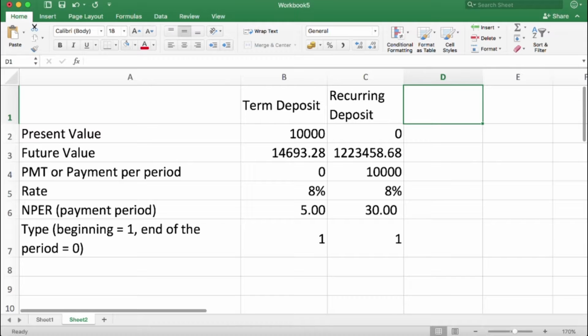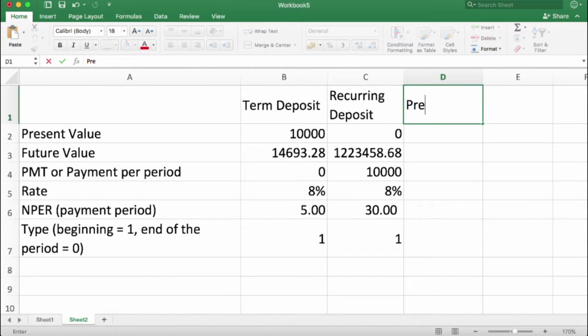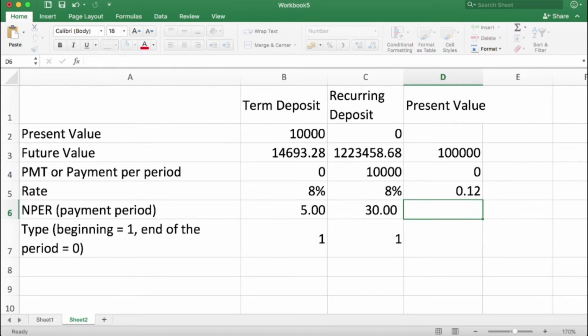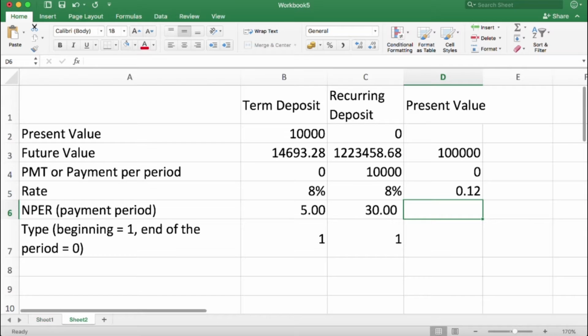So let's move to the next one. How much do we need to save today to get 100,000 at the end of 10 years if the interest rate is 12%? Now we need to find out the present value. So this problem is a present value problem. We don't know the present value. That is what we have to compute. Our future value is 100,000. This is what we want to achieve. Payment per period is 0 because we are not going to make a payment every period. Rate is given as 12% in this example. NPER is 10 years. At the end of 10 years is what we have to find out. Let's put 10. Our investment is going to be today. Therefore, let's put 1.